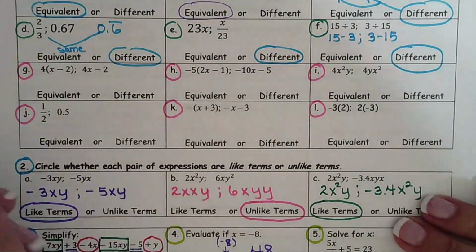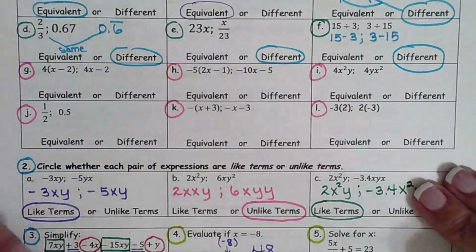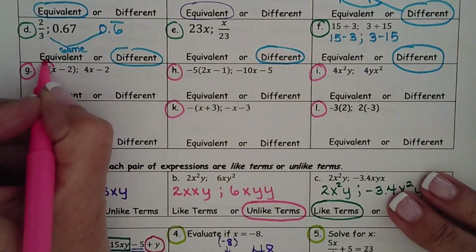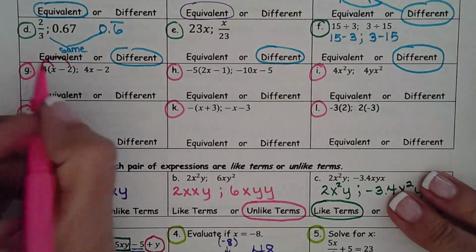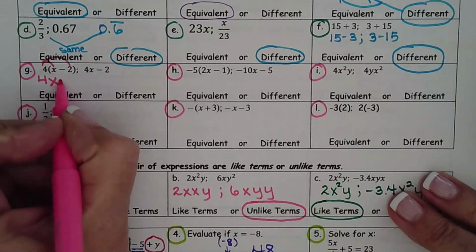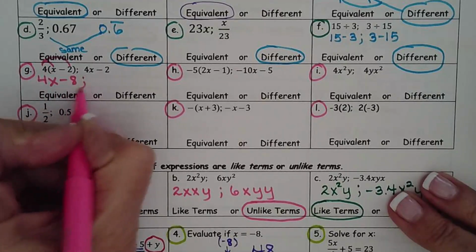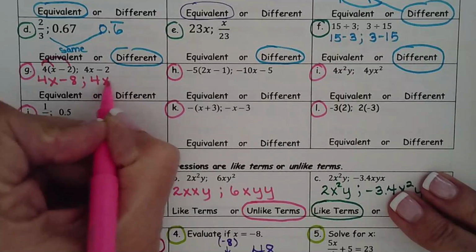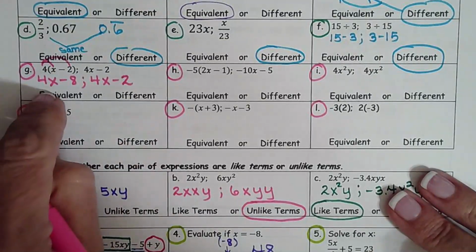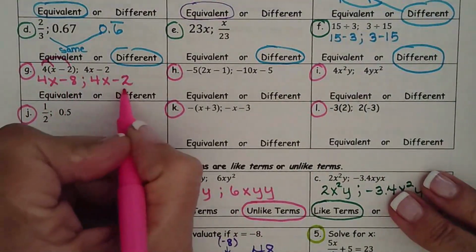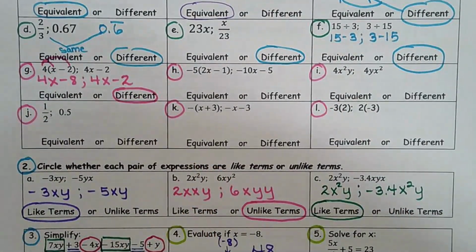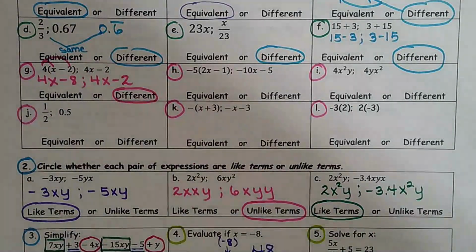On this first one, to decide whether they are equivalent or different, we would probably want to simplify this one. So that would be 4 times x is 4x. 4 times negative 2 is negative 8. Now we can see that they are not the same. This is 4x minus 8. This is 4x minus 2. So that would be different. Same thing with the next one.